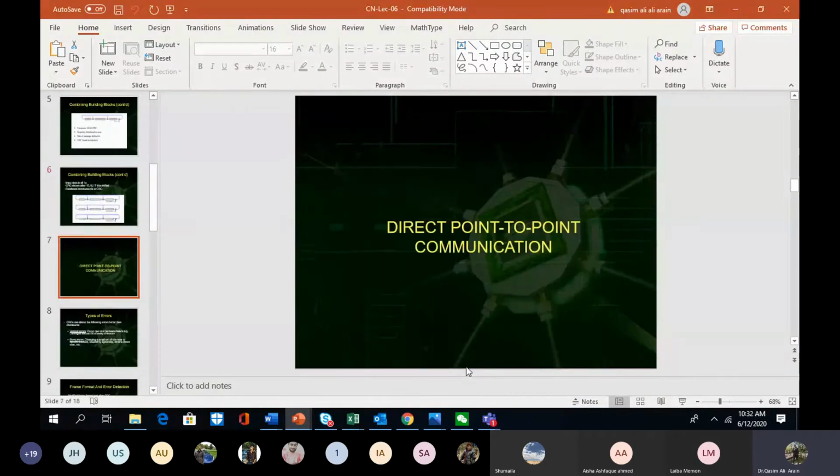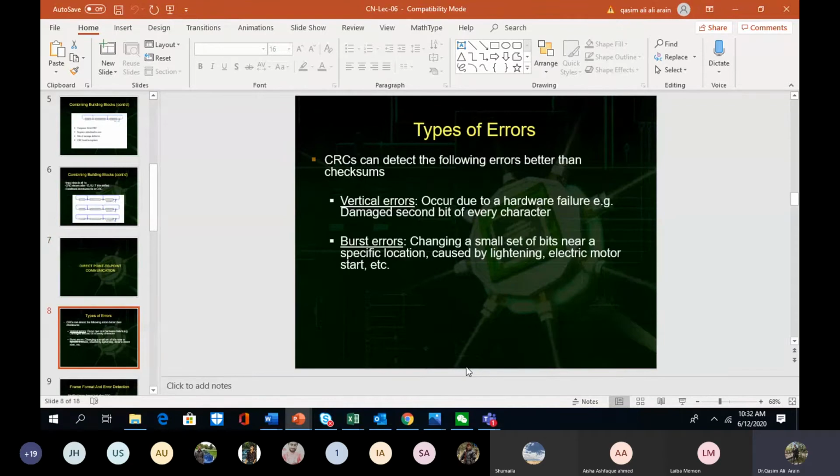So then we have to move further. And then we have to discuss the point-to-point communication. Now see, first of all, I would like to tell you about the types of error. CRC can detect the following errors better than the checksum. अब देखें checksum में आपके पास कुछ ना कुछ demerits थे that we discussed yesterday in the last class. Now CRC is going to overcome those particular errors. CRC can detect the following errors better than the checksum.